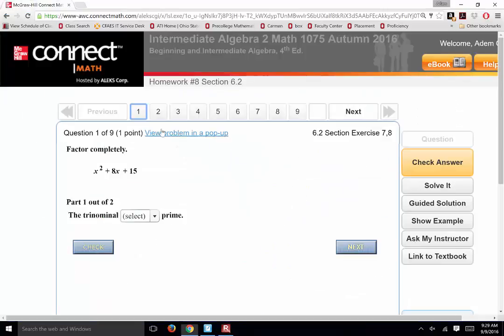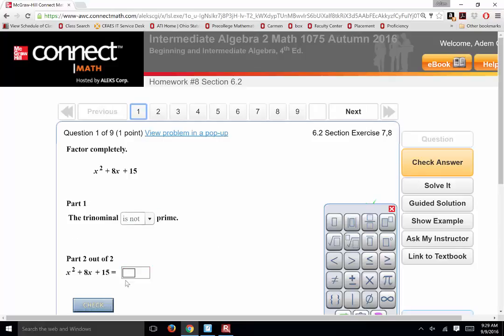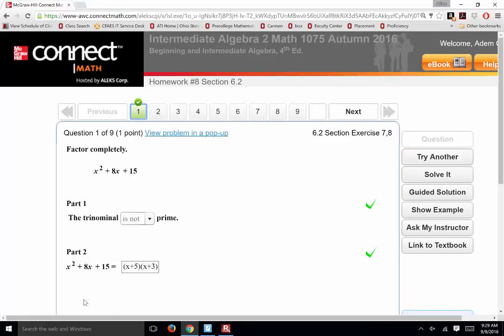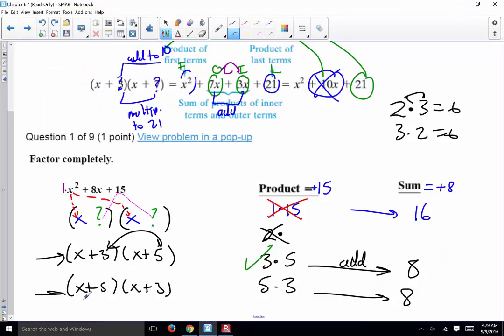All right, that was our first one. If it's splitting into two groups, it's not prime. It means it's factorable. Prime means you cannot factor it. Next, the factors you found are x plus 5 or 3 first. It doesn't matter. And x plus 3. Any questions? Are we good?